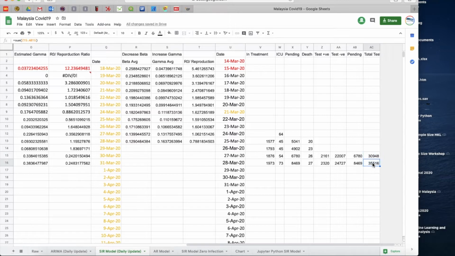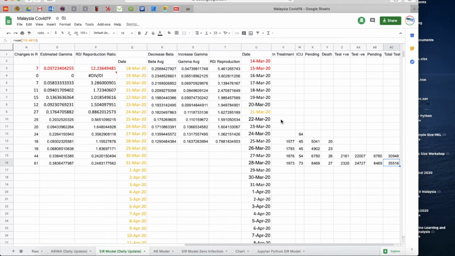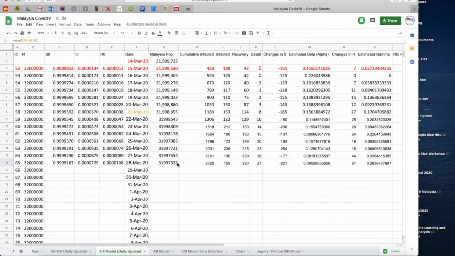I believe this is from last day's data. This is the 2 days' data, which is 28 March. I'm not really sure because the number is quite high. That means we got a lot of pending results also, and the government resource is also being used to test those patients or possible patients under investigation. However, we wish luck for our country.